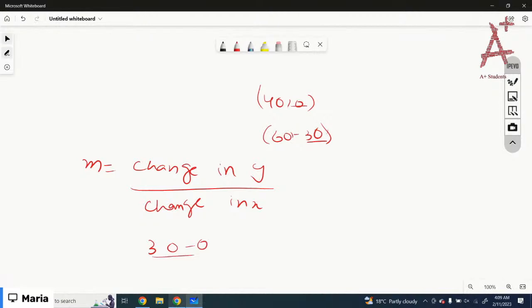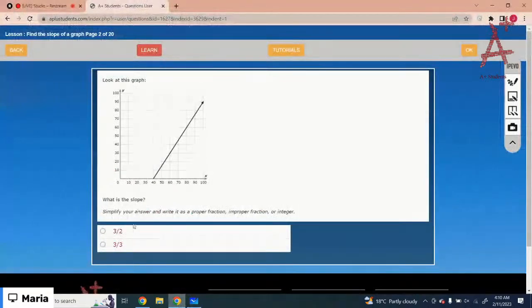They are the y coordinates, 30 take away 0, and then you have 60 take away 40. So 30 minus 0 is 30 and 60 minus 40 is 20. So you can just divide, it would be 3 over 2. Got it? So the slope for this one is 3 over 2. Here is the correct option.